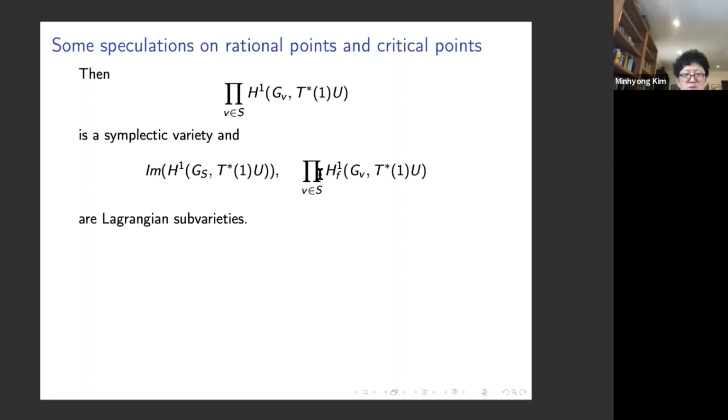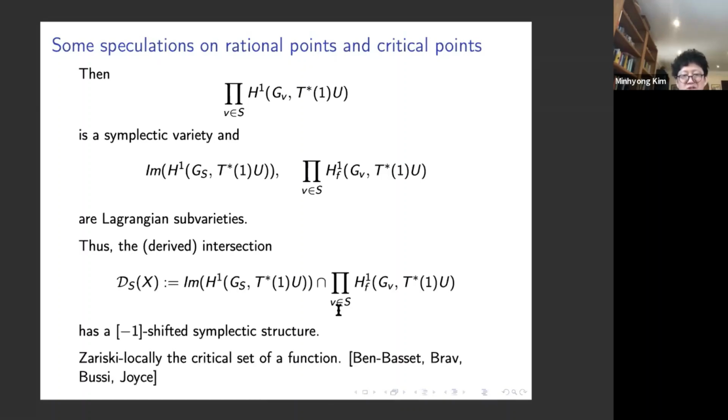And some of you probably know what happens in this situation: when you take the intersection, it has a -1 shifted symplectic structure, so-called. And the implication is that you can Zariski locally look at this as the critical set of a function. So this is a theorem of many people, I think, but I've quoted 4 authors that I know about. I'm very bad about the background literature. I hope you don't hold it against me.